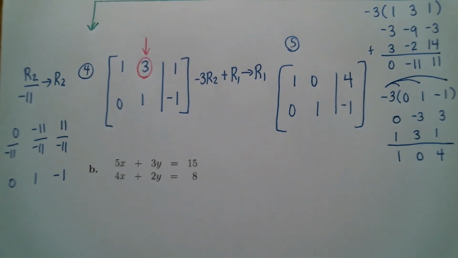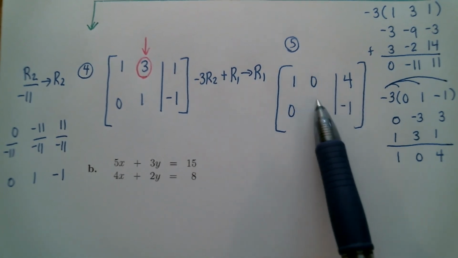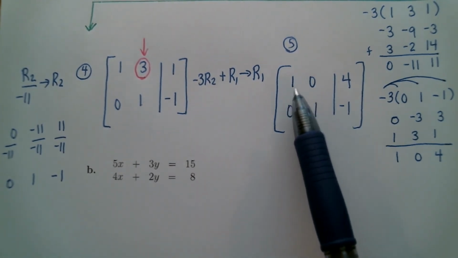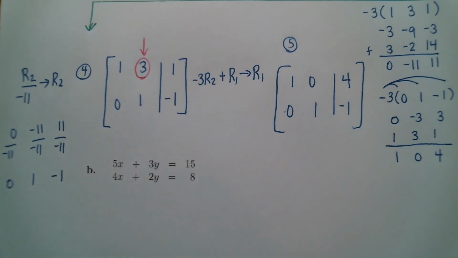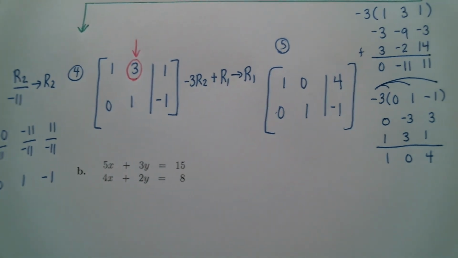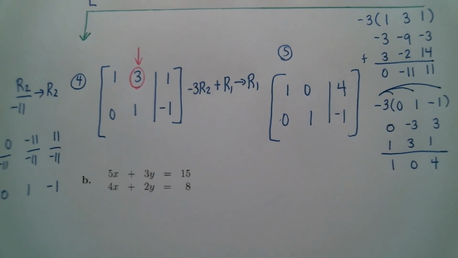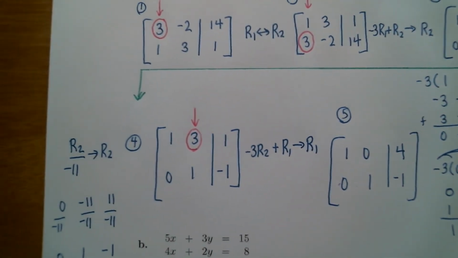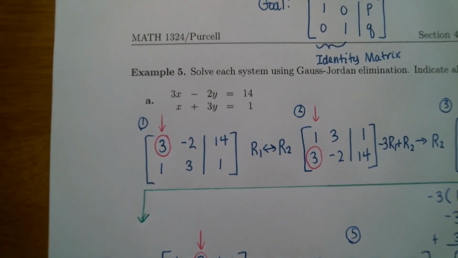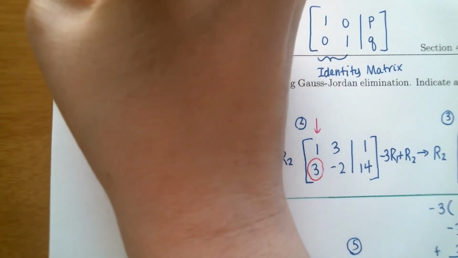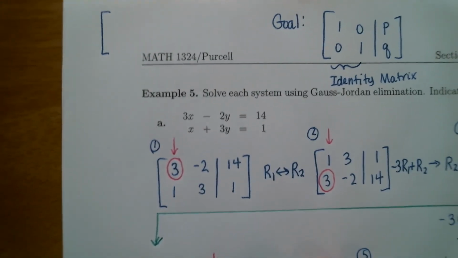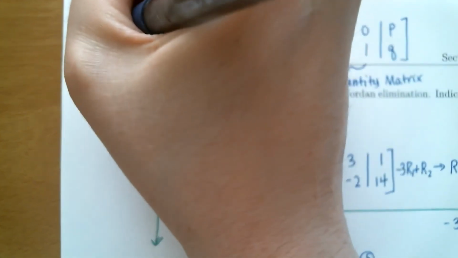So we have reached our goal. To the left of the vertical line, we have the identity matrix, the 1, 0, 0, 1. That means we can stop. Since we could accomplish our goal, the system does have a solution. To get this, I'm going to come back up here. I'm out of room. I really should have put this on one page. We have 1, 0, 0, 1, 4, and -1.